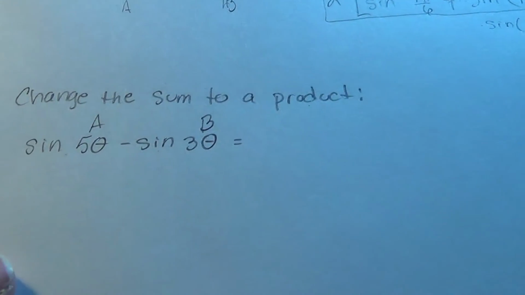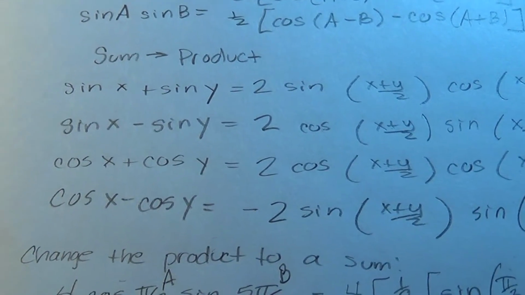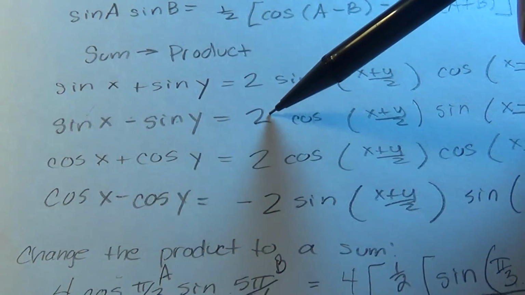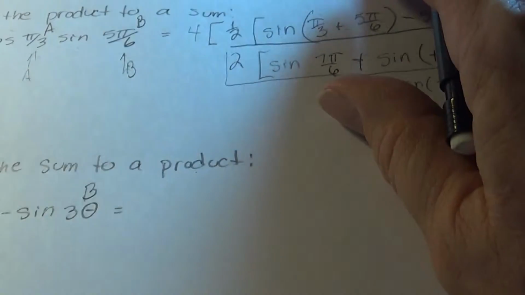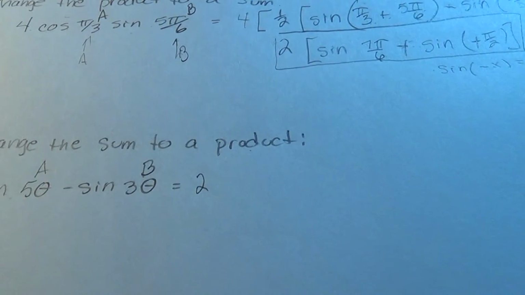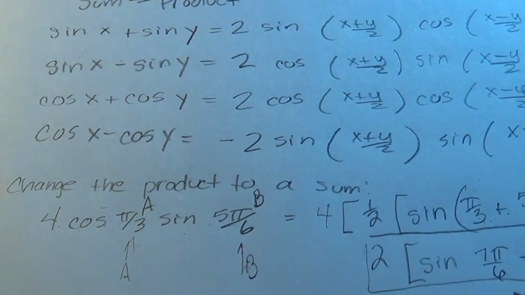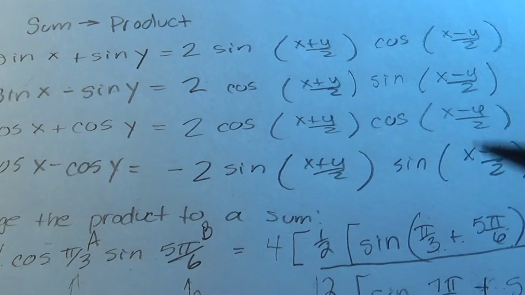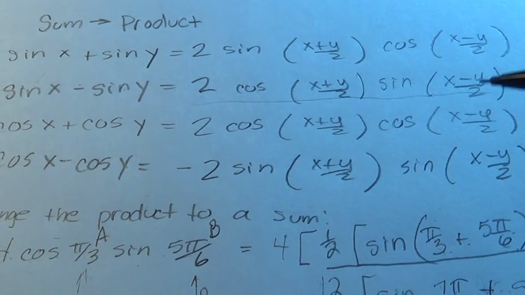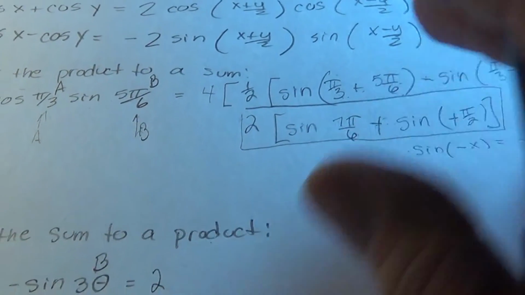Notice this one is sine minus sine. So I see sine minus sine right here. It starts out with a 2, so I'm going to do that as well: 2. Then cosine. I'm following this line. Let me underline it so I can find it when I go back and forth. 2 cosine.